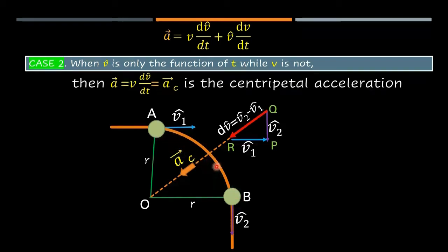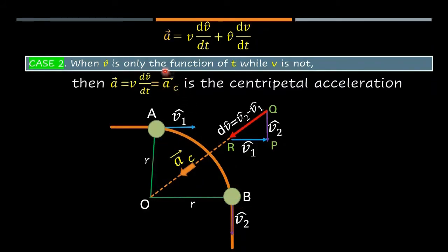Now we can consider a circle with AB as one of its arcs. In this case, O is the center of that circle and R is the radius of that circle. We have already discussed earlier the formation of a vector triangle and how a side can be expressed as the difference of the two vectors of the other two sides. Now in this vector triangle PQR, QR is denoted by dv cap, which is equal to v2 cap minus v1 cap. Now here dv cap is directed towards the center of that curve AB.